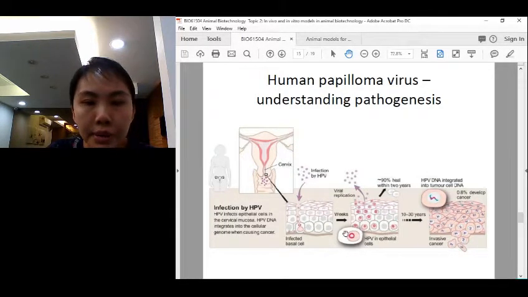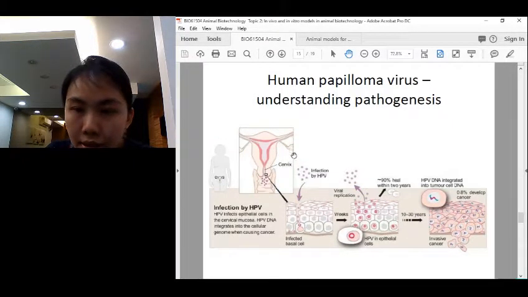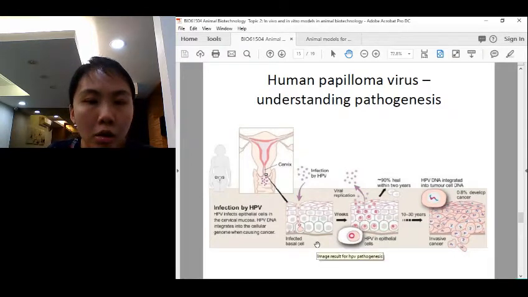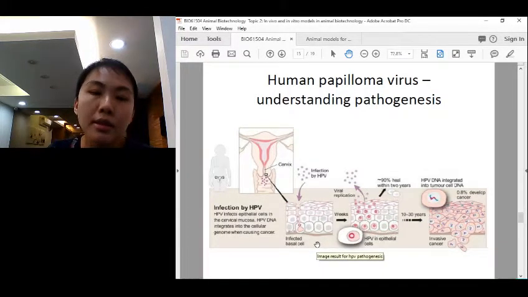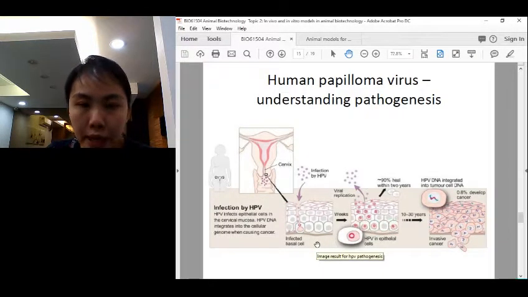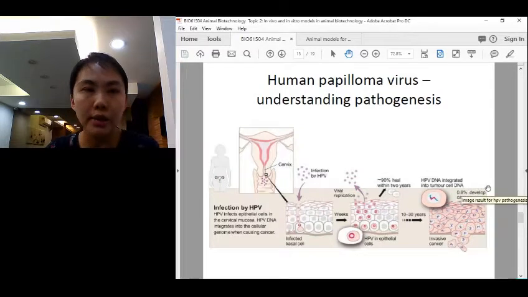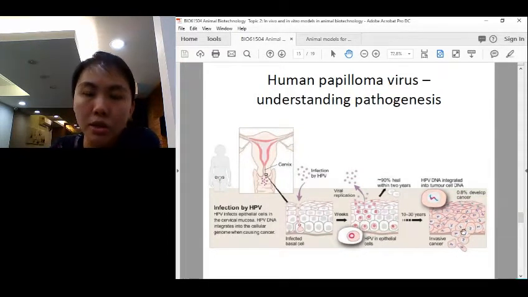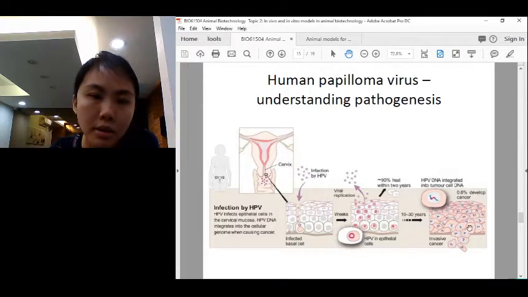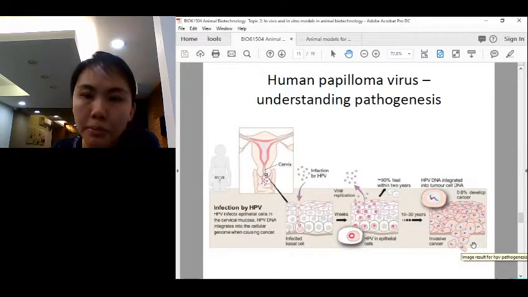So HPV mainly replicates in the epithelial cells within the cervix, and not all of the infections would result in a disease. Most of the cases, 90%, will heal within 2 years, while in some cases, 0.8% will actually develop into cancer, which is relatively invasive. So this is the cervical cancer that I've mentioned.